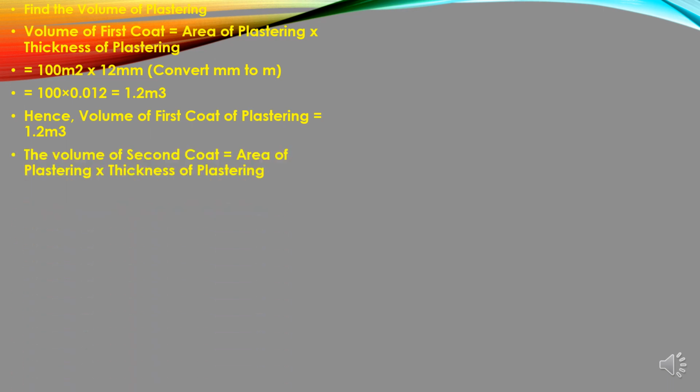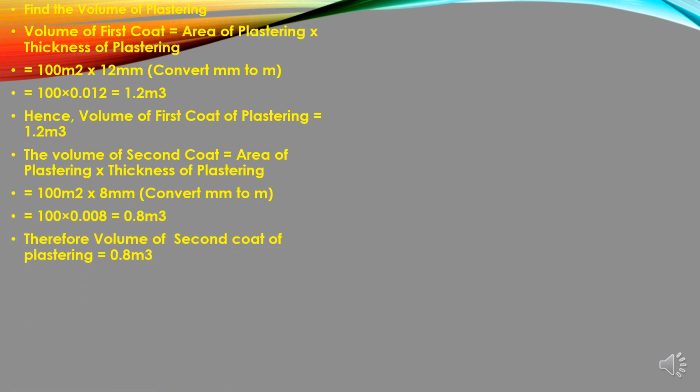Find the total volume of plastering. Volume of first coat is 1.2 cubic meter. The volume of second coat is equal to 0.8 cubic meter.